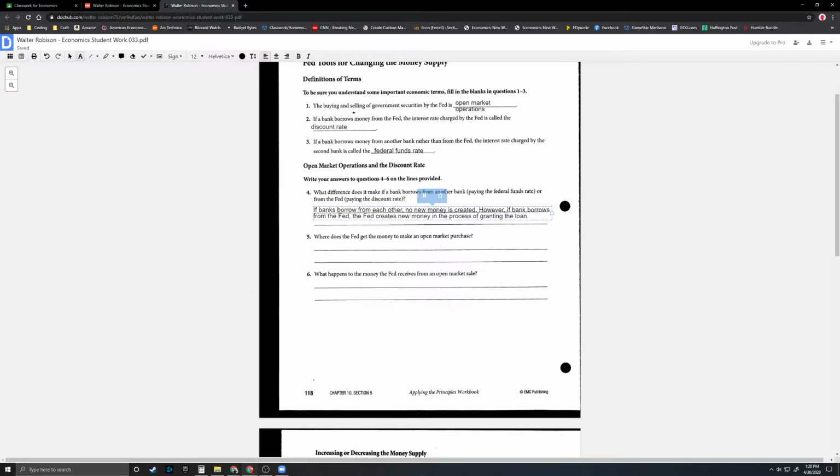Okay. Question 5, where does the Fed get the money to make an open market purchase? All right, so let's make my little box here. So how we answer this is we say that the Fed, you have to capitalize the F because it's a proper noun, gets the money for an open market purchase essentially out of thin air.